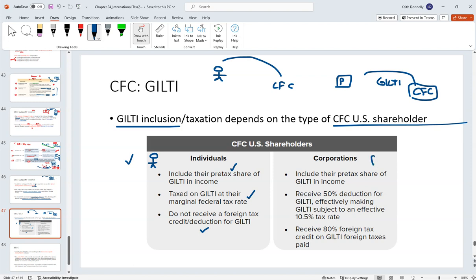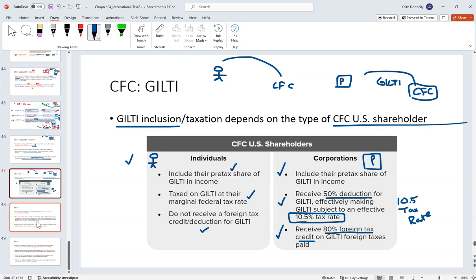If, however, it's a parent corporation that owns the CFC, they're going to include their pre-tax share of GILTI income. They're going to get a 50% deduction for the income, which effectively makes it subject to a 10.5% tax rate. And they're also going to get an 80% foreign tax credit on any GILTI foreign taxes paid. So a little bit more beneficial or generous here for corporations. Okay, GILTI is complex. Unless you're going into international tax law, I'm more concerned with the basics on that.